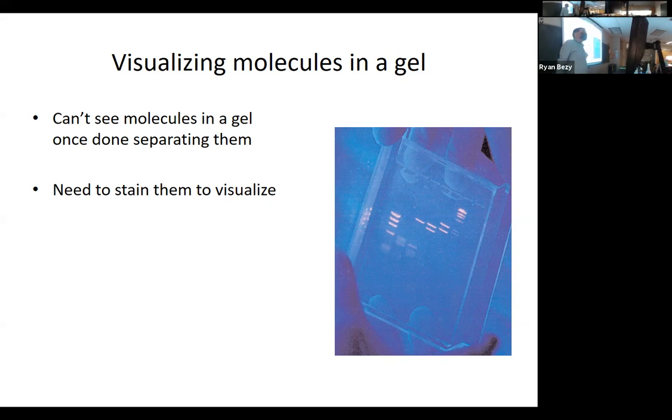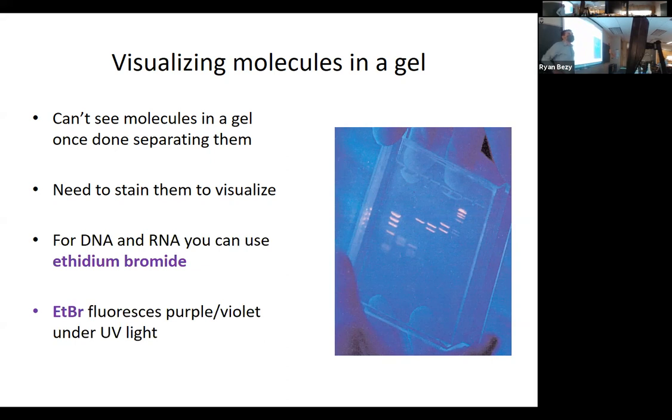We have to apply a special stain to it. So for DNA and RNA, you stain DNA with a chemical called ethidium bromide. Ethidium bromide, or ETBR for short, fluoresces a purple violet color under UV light. Ethidium bromide binds the DNA, but also fluoresces under UV light, and that allows us to visualize any DNA molecules that are in the gel. Okay, that's going to allow us to see them. Questions about that? So the ethidium bromide is already in the gels. It's already in there, waiting for the DNA to bind onto it.